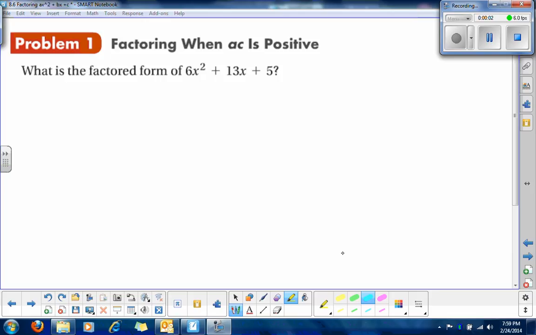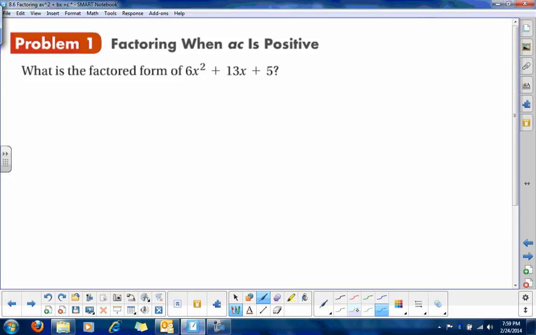Okay, so here's problem 1, which is factoring when AC is positive. So here we're going to use the AC method that we briefly looked at in the intro. And we're going to multiply, let's see, let's rewrite our trinomial here.